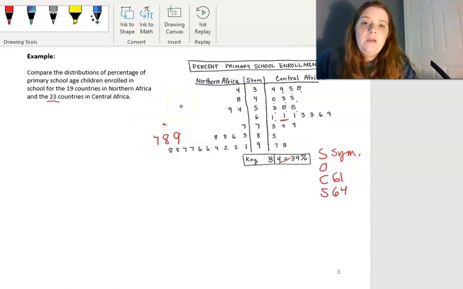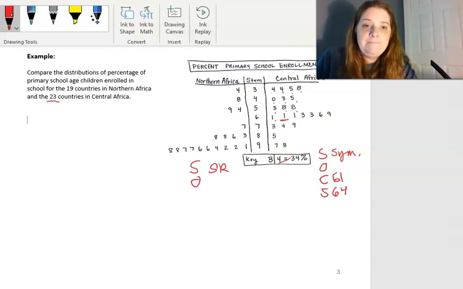Okay, so let's go back to this. So as far as the SOCS over here, we have the shape is probably skewed to the right. I'm going to make myself a note so I know. Outliers, I don't see any.